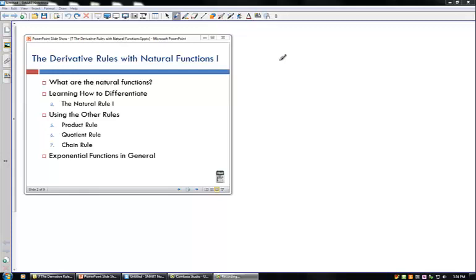Today we'll talk about the derivative rules with the natural functions, and this will be part one. So in this part, let me remind you what the natural functions were. There are two natural functions. There's e to the x, that's one natural function, and then there's ln of x.